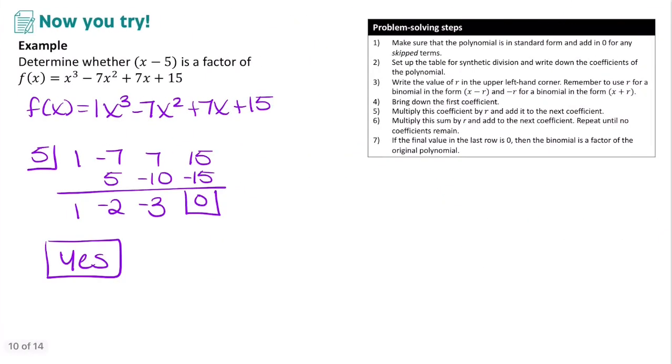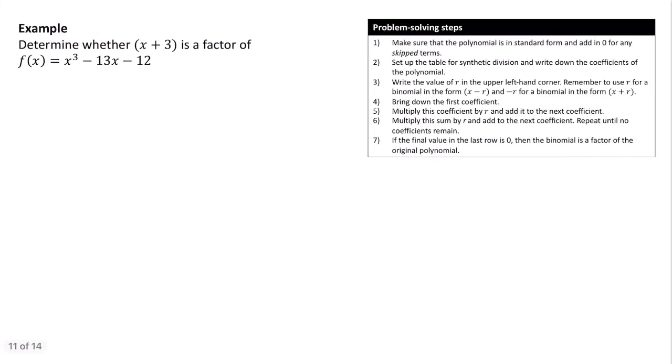So x minus 5 is going to correspond to r equals 5. So we put 5 in the upper left-hand corner, and then we write out the coefficients of f of x. So we have 1, -7, 7, and 15. We bring down 1. 1 times 5 is 5. -7 plus 5 is -2. -2 times 5 is -10. 7 plus -10 is -3. -3 times 5 is -15, and 15 plus -15 is 0, so this is a factor.